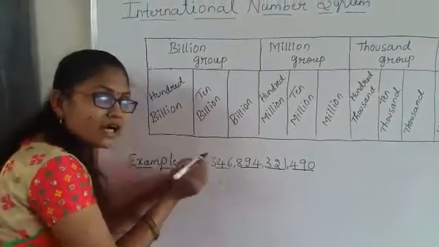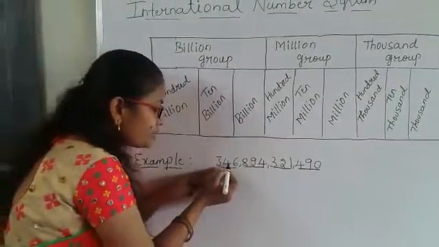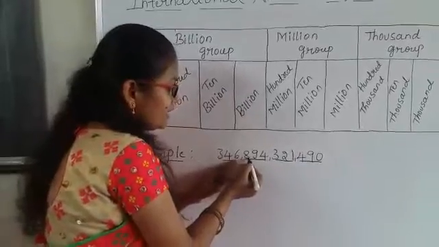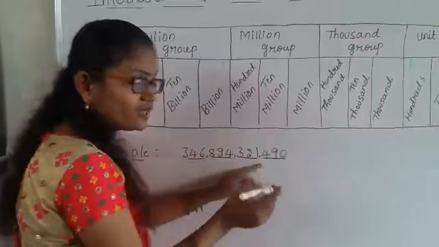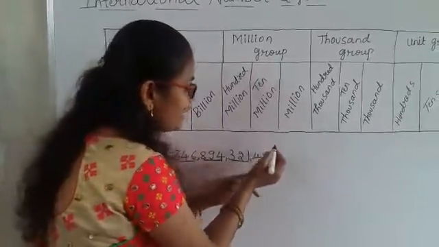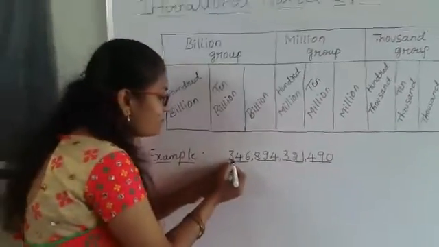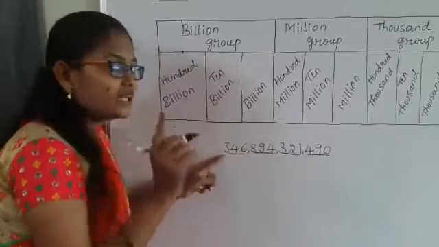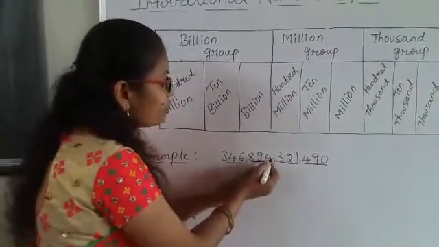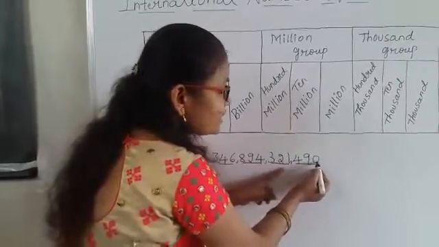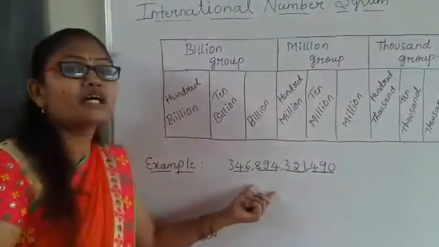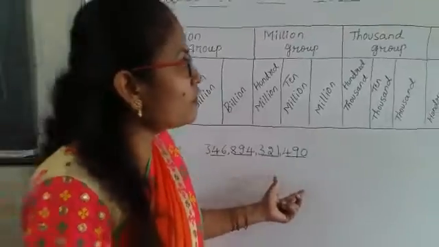346 billion. Observe carefully. 346 billion, 894 million, 321,490. One more time I will repeat. See here: 346 billion, 894 million, 321,490. In this way we are going to read the number.